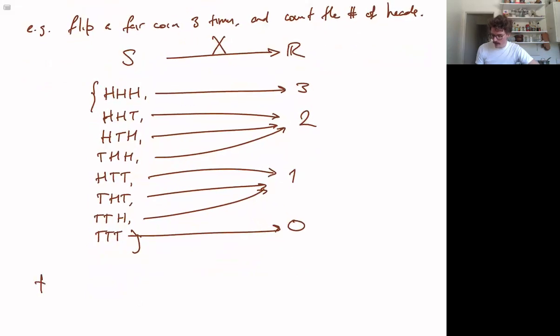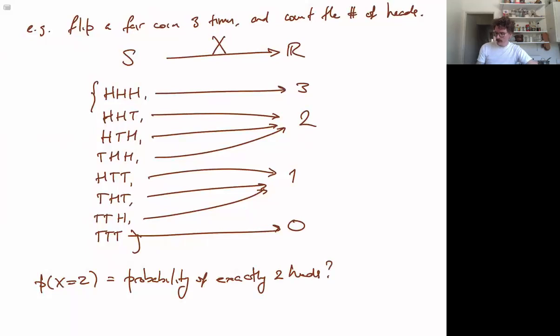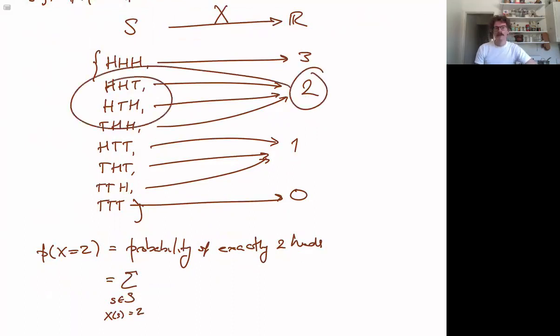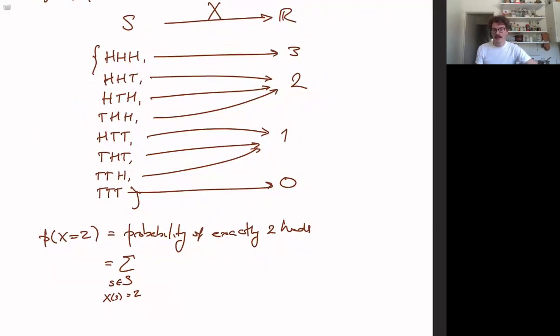So what is the probability of exactly 2 heads, which we write as P of X equals 2. So this is equal to, remember, the sum over s in S such that X of s equals 2. So essentially we're looking at the pre-image of 2, and we're summing up the probabilities over all those elements of the sample space. And in this case, the sample space is a uniform distribution with 8 elements.